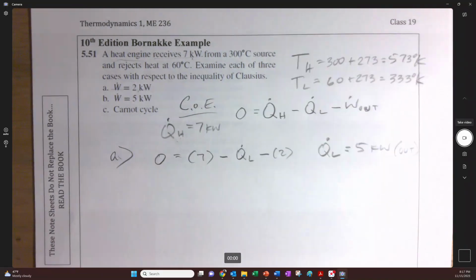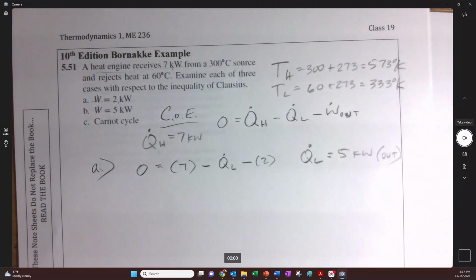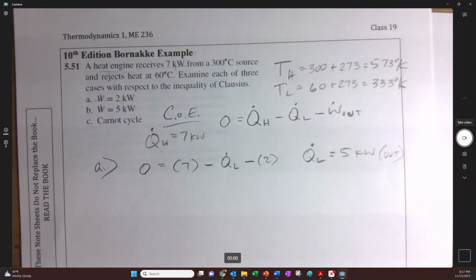Now that was too bright. There you go. It's because of this lamp. You get a better lamp.